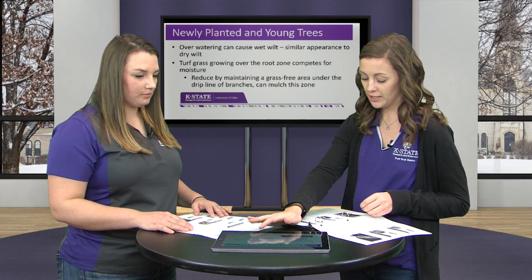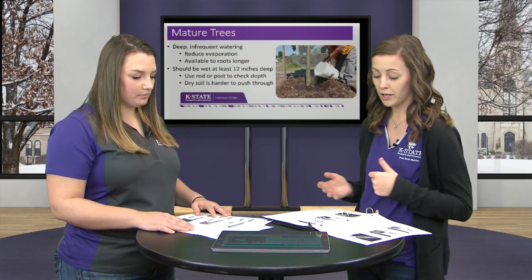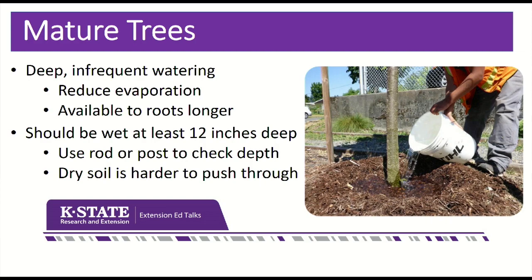For mature trees, they still need water, not quite as much as a newly planted tree, but they like deep, infrequent waterings. So some ways to do that: you can use a soaker hose around the tree base. You can also use 5-gallon buckets with holes drilled in the bottom. This helps to reduce the evaporation rates, and the water is available to the roots longer.